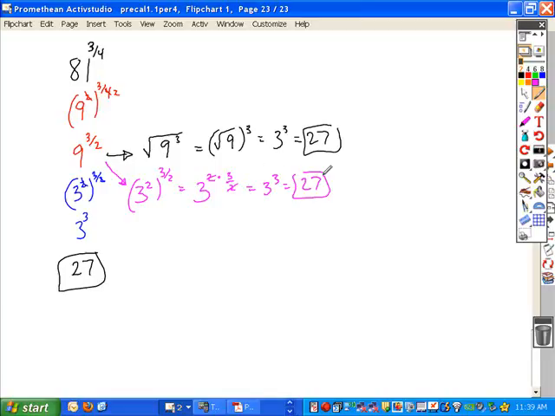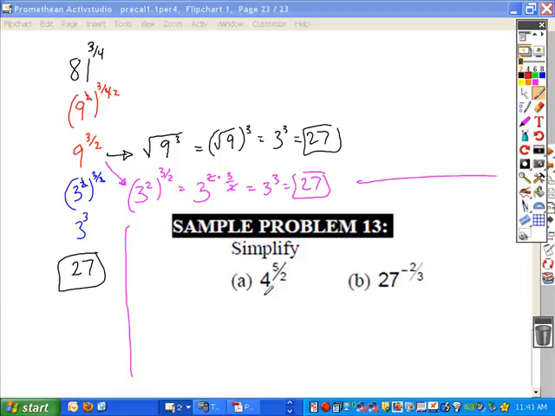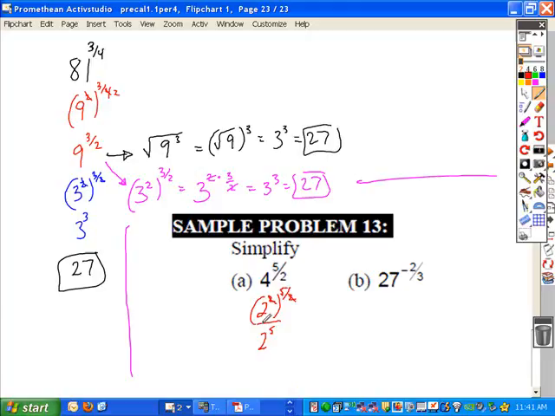I want you just to try those 2 sample problems on 13 really quickly as well, please. So if you're looking at this, 4 is a perfect power, so you can think of that as 2 squared to the 5/2. When you take a power to a power, you multiply the powers. 2 and the 5/2 cancel, factors of 2. So you get 2 to the 5th as your answer.